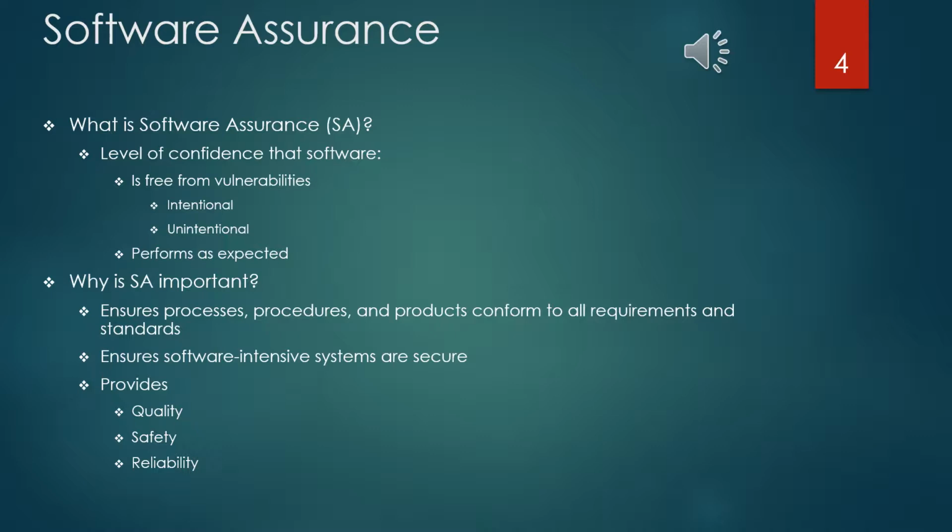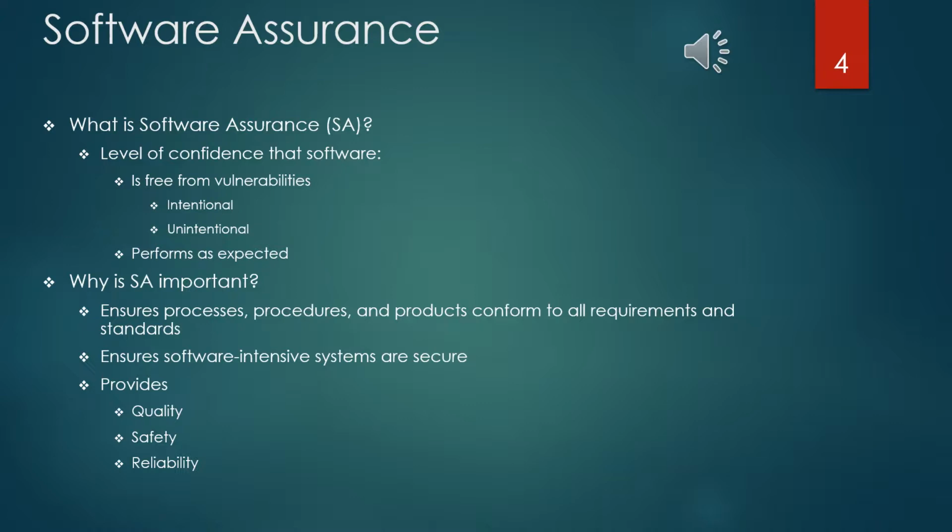So what is software assurance? Software assurance can be viewed simply as the level of confidence in the software that the organization uses. Major components of software assurance are the verification that the software is free from vulnerabilities, either intentional or unintentional, and that the software performs as expected.